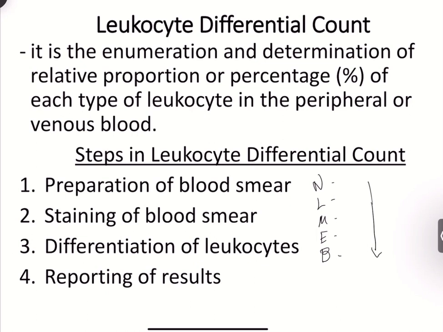This can also differentiate your agranulocyte and granulocyte. So your granulocytes are your neutrophil, eosinophil, and basophil. Those have granules. And then you have agranulocytes like your lymphocyte and monocyte, which don't have any granules at all.